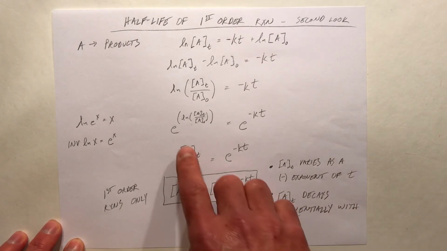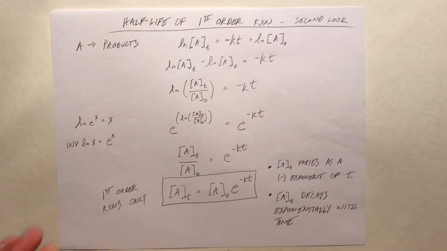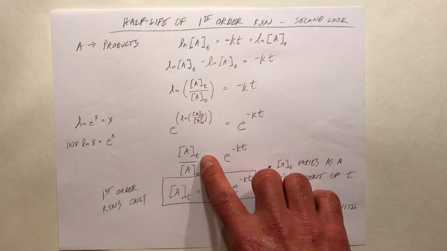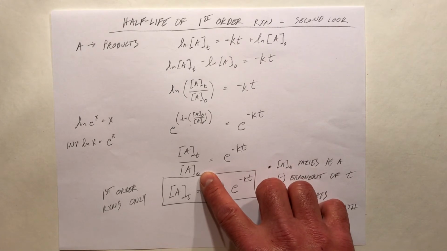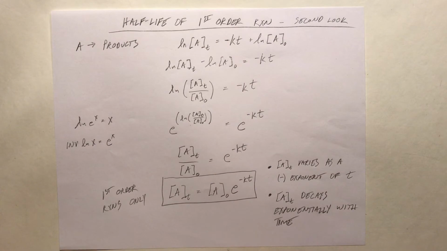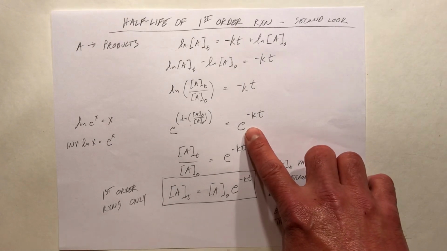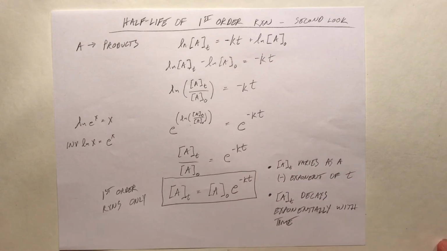Okay, so we take e to this power and e to that power. That's an inverse natural log of both sides. This side simplifies down to the concentration of A at time t divided by the initial concentration, or concentration of A at time 0. And this side is equal to e to the negative kt power.